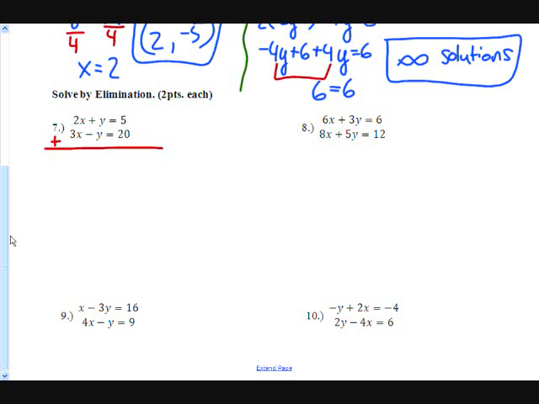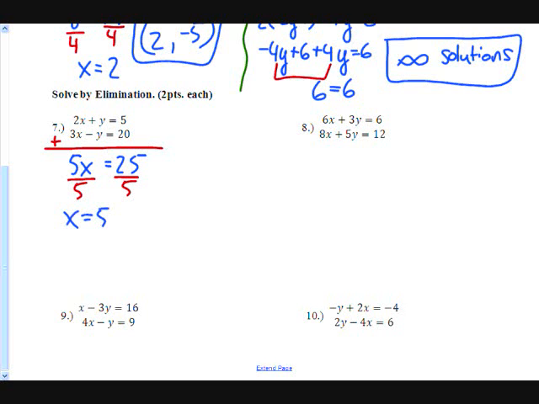The 2x plus the 3x is a 5x. The y plus negative y cancels out. The 5 plus a 20 equals a 25. And now I just have to solve what's left. I divide each side by the 5, and I find out that x equals 5.